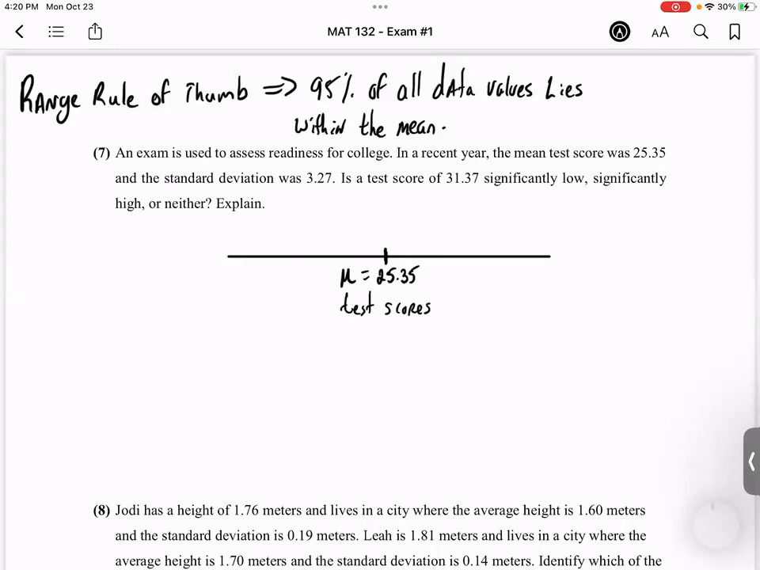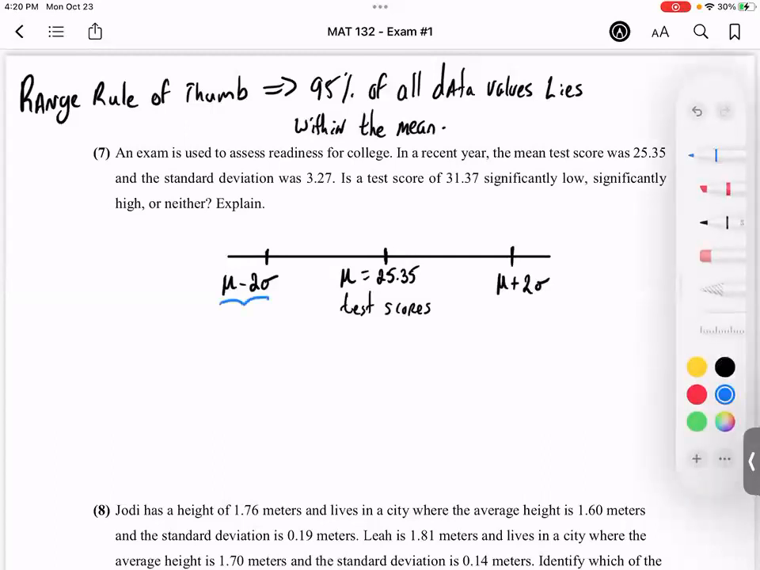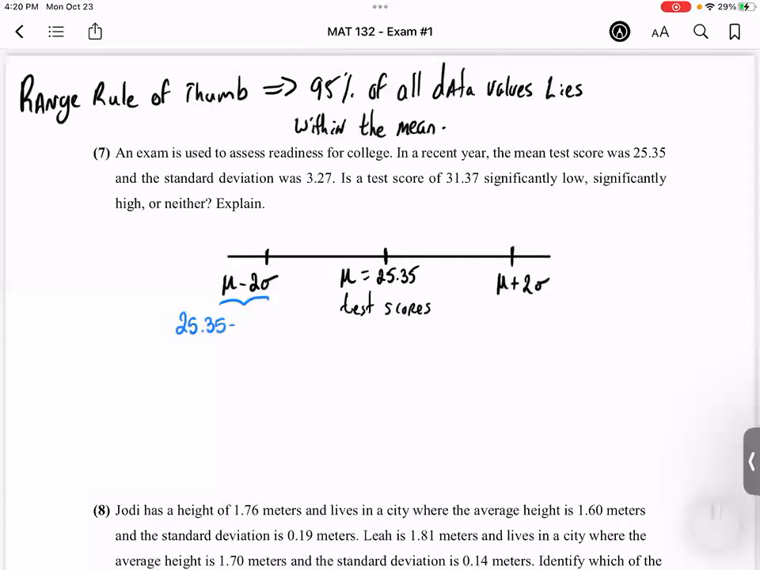All right, good. Now, the standard deviation is 3.27. So what we're going to do is subtract the mean minus 2 times the standard deviation, and add the mean plus 2 times the standard deviation to get the lower and upper bounds. Okay, so how does this work? We're going to take 25.35 and subtract 2 times the value of the standard deviation, 3.27. And we're also going to do 25.35 plus 2 times 3.27.